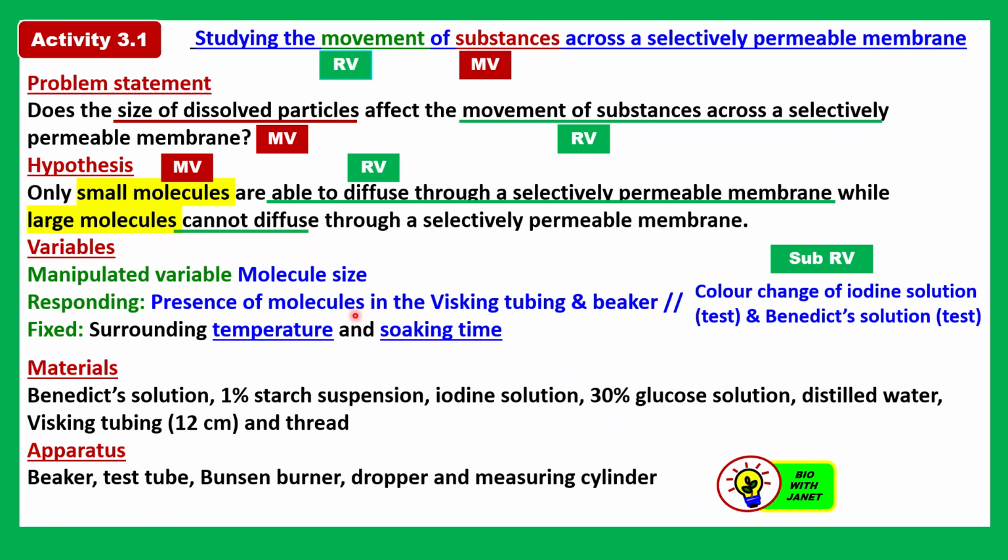And to test the presence of molecules, you have to use the iodine test and the Benedict's test. So the color change in the iodine test and the Benedict's test is also a sub-RV that you observe in the experiment. Here they just generally put it as presence of molecules, but to test for the presence of molecules, you have to look at the color changes in the iodine test and in the Benedict's test.